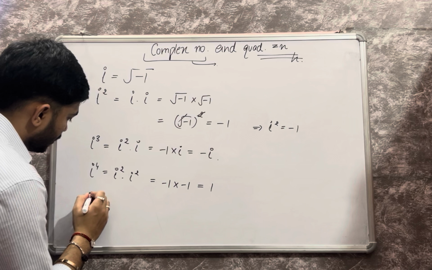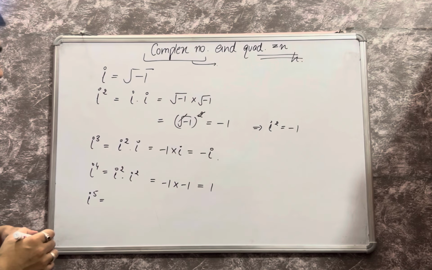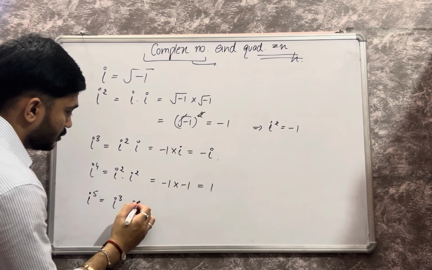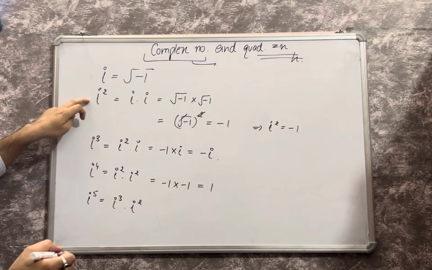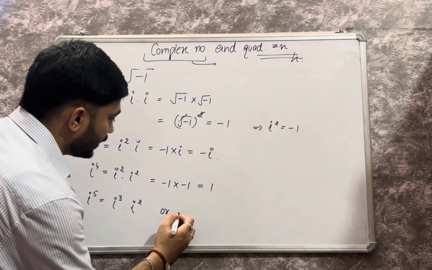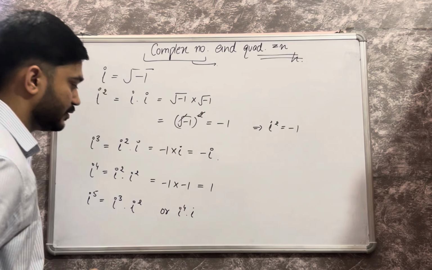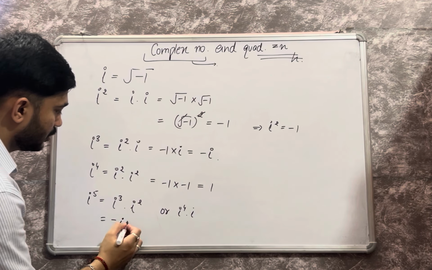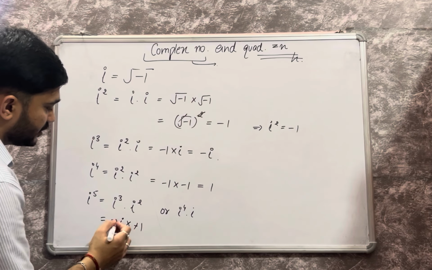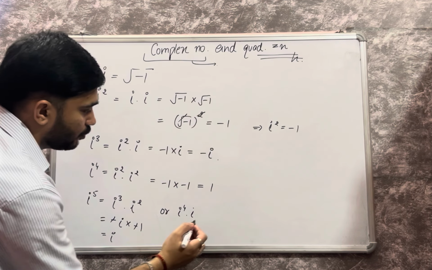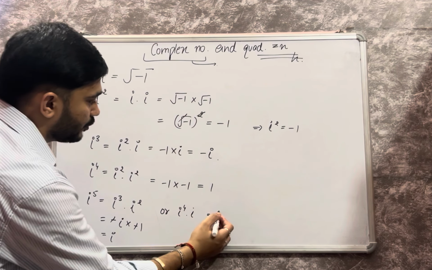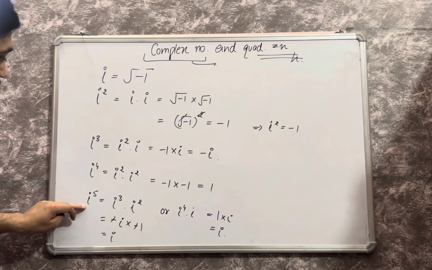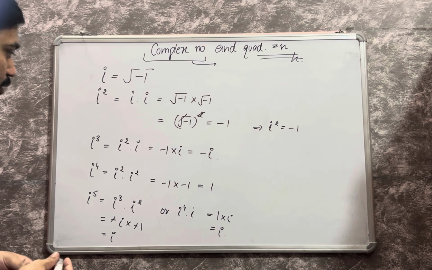But if we have to find the value of iota raised to power 5, how are we going to do so? Write it as the product of two previous numbers, that is iota cube into iota square, or you can write it as iota 4 into iota as well. Iota cube is minus iota into iota square is minus 1, minus minus cancels, so it is iota. Or iota 4 is 1 multiplied by iota, so the answer will be iota. You can find its answer in multiple ways as you want.